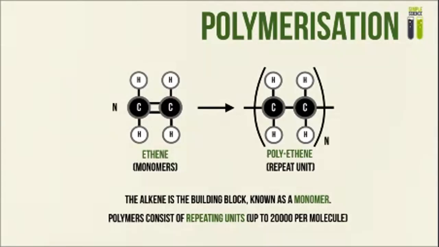So there are two important terms that you must know. The first is monomer. The monomer is like the building block, like the bricks that form this polymer. And the monomer is the alkene, whose carbon double bond will break. And the repeating unit is the representation of one unit of that whole polymer that is going to be repeated. So for example, in a polymer of 20,000 units, you're going to have 20,000 of these repeating units within the molecule, just joined end to end. So that's all there is.